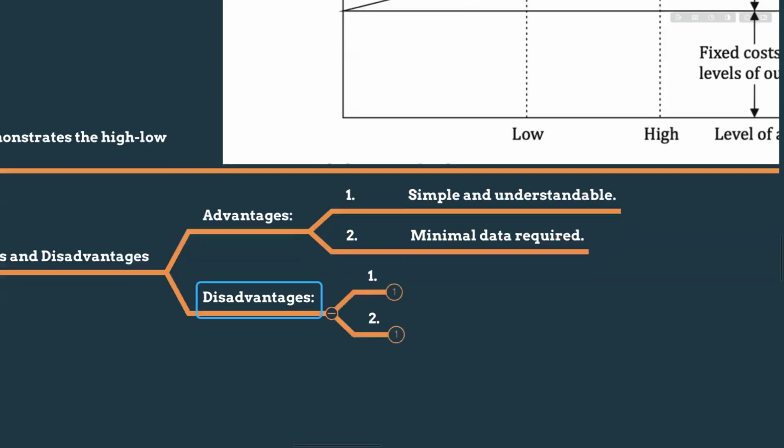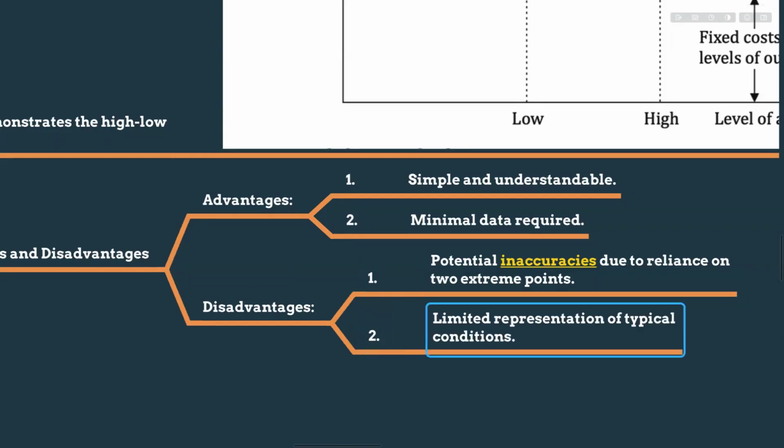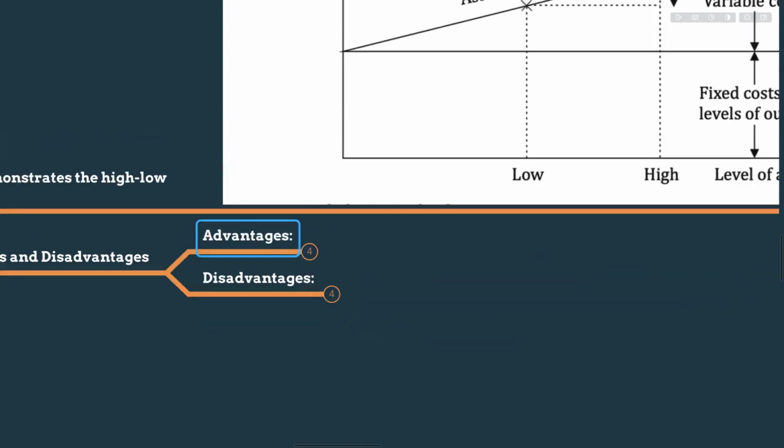Those are the advantages. The disadvantages are potential inaccuracies due to reliance on two extreme points. We are only relying on two extreme points, the highest activity level and the lowest activity level, to determine the variable cost per unit, so there might be some inaccuracy. And there is limited representation of typical conditions. There are no fixed rules that the highest activity level will always be the same, or the lowest activity level will always be the same. No, this is not a typical representation of the actual production or working area. So these are the disadvantages, right?